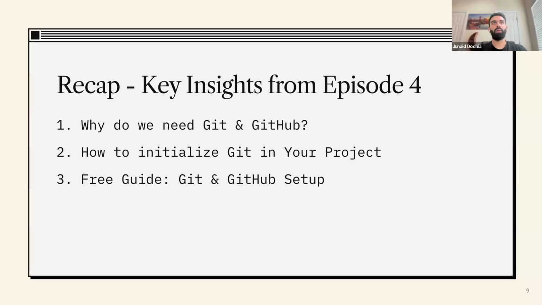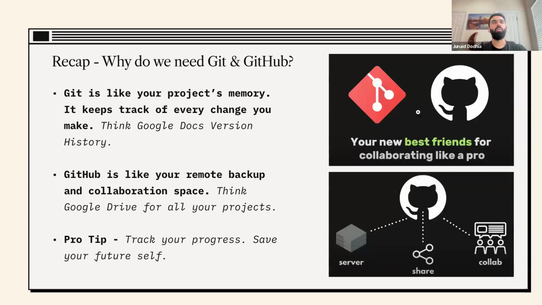Why do we need Git and GitHub, and like a free guide for people who couldn't join us last time? They can use the guide to set up GitHub on their project. Why we need Git and GitHub is, think of Git as a memory tracker for your project. It's like a Google Docs version history, which is basically for every change that you make, you can track the history of your project. And GitHub is like this remote server where you can store all of your projects. It's like a Google Drive for all your code base.